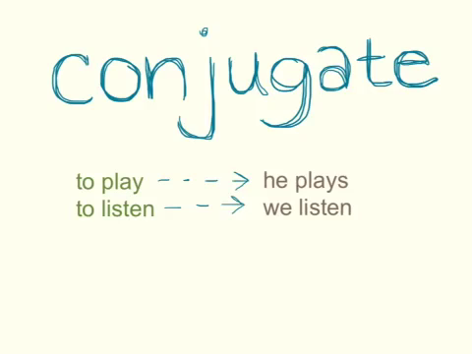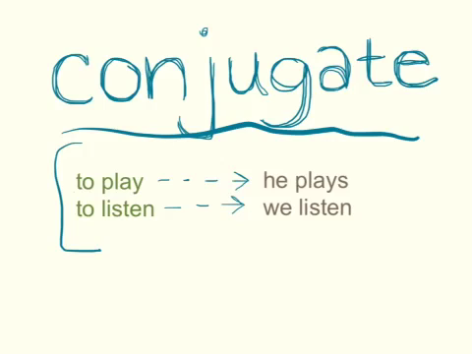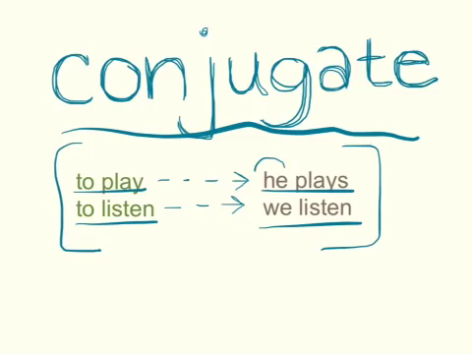In order to attach a verb to a subject or a subject pronoun, we have to conjugate the verb. That's what we call it when we take a verb and we attach it to a subject pronoun. So over here we have our infinitives, to play, to listen, in English. And over here we have our conjugated verbs. He plays, we listen. They're now attached to some subject pronouns, and you'll see that even in English, in some cases, we change the way that the word looks. That's called conjugating.